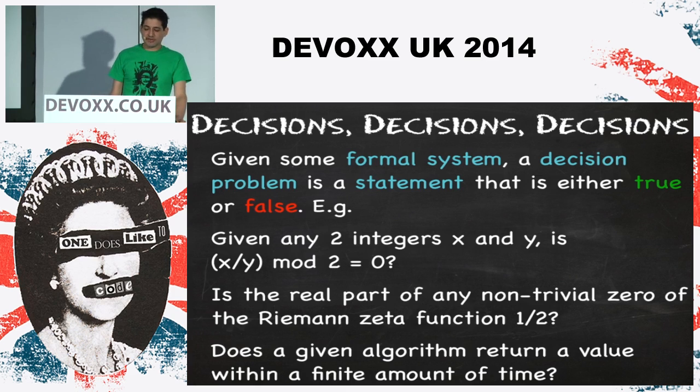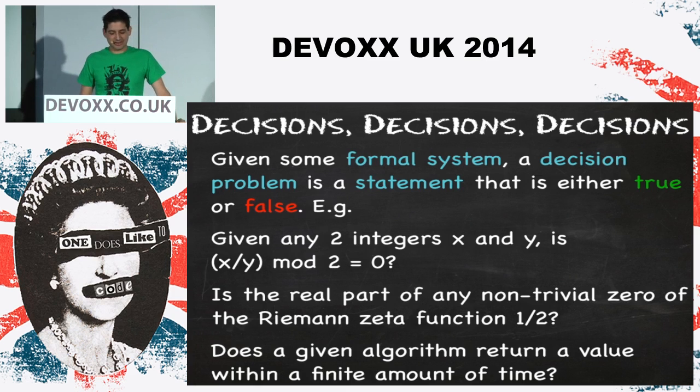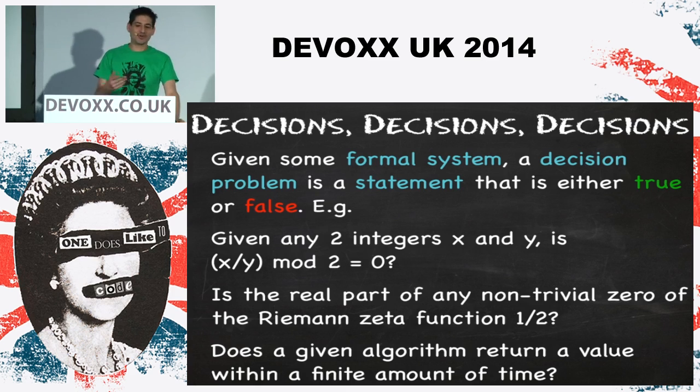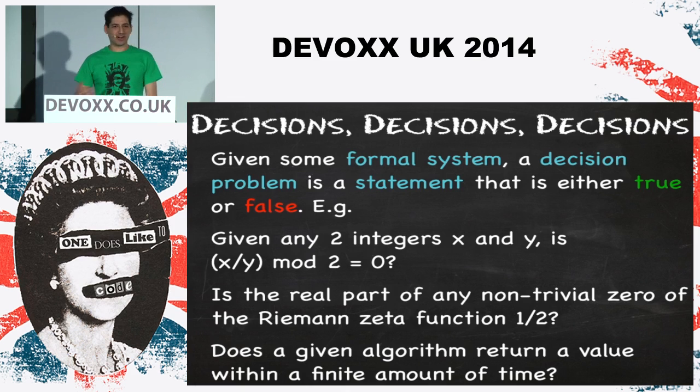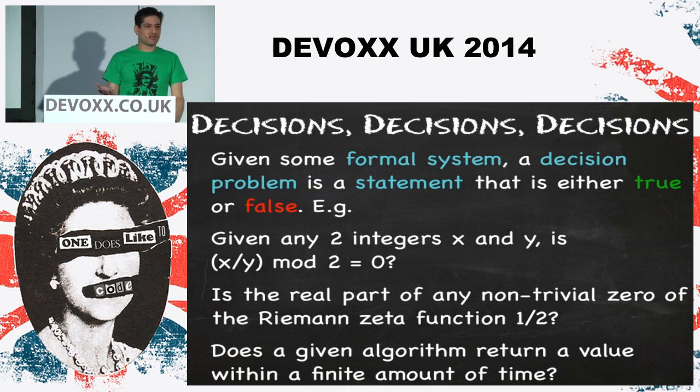Is the real part of any non-trivial zero of the Riemann zeta function one half? It sounds like an odd one. Actually, it does have a connection because the Riemann zeta function is all about finding prime numbers, which is what RSA algorithms use. And does any algorithm finish within a fixed amount of time? Again, this is the classic halting problem. We don't know the answer.